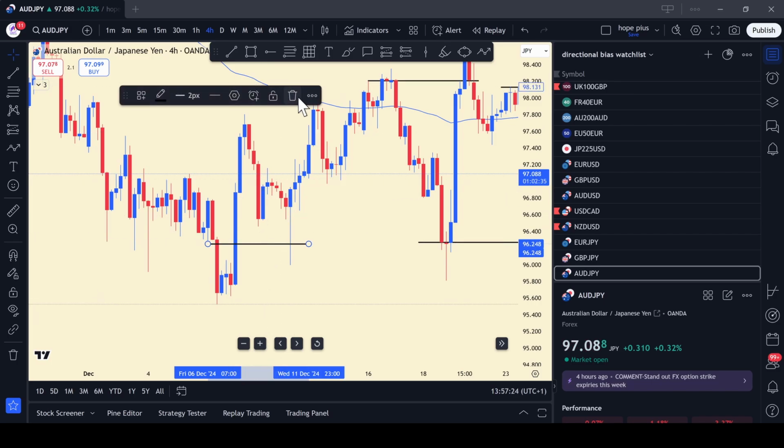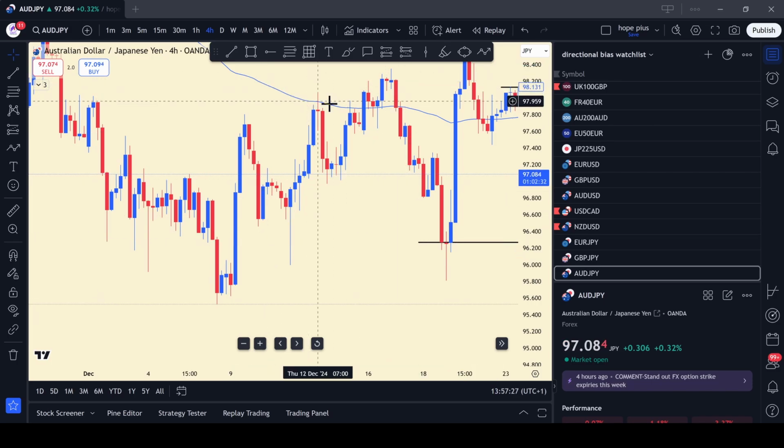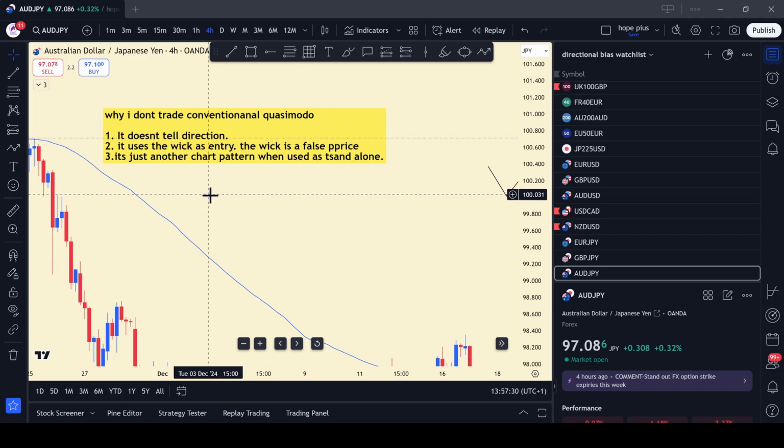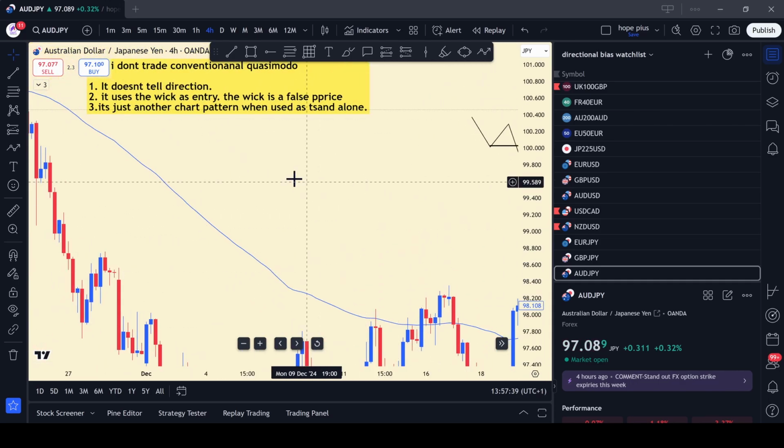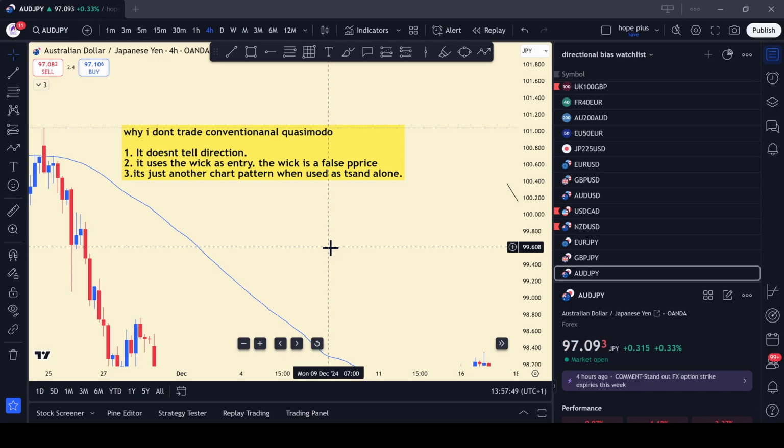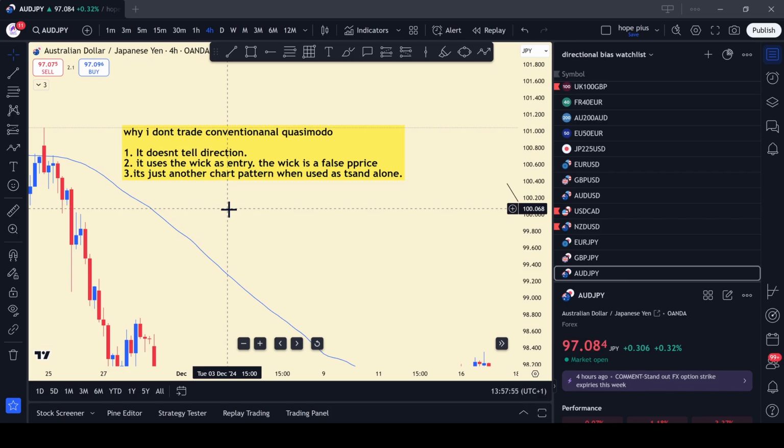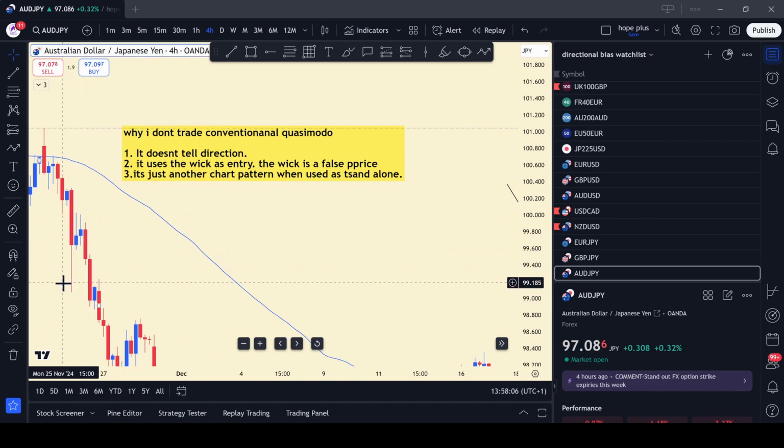But the reason why I don't trade this anymore is simple. Number one, it doesn't tell me direction aside from a break. Whenever I see a break, the direction might be a wrong signal, because if you don't know the overall direction of the market, trading a chart pattern isn't a good thing for you. Number two, the conventional Quasimodo uses the wick as the entry. As you see, all these wicks are false prices, false price manipulation. They're trying to get people out. So I will not depend on the wick as my area of interest.